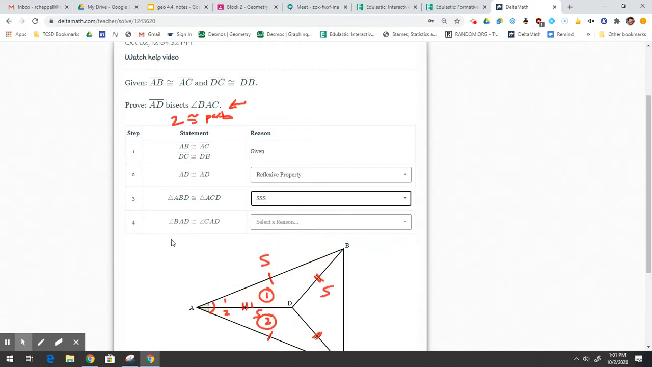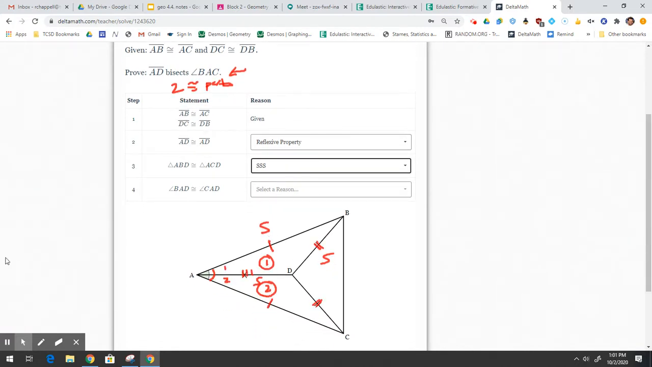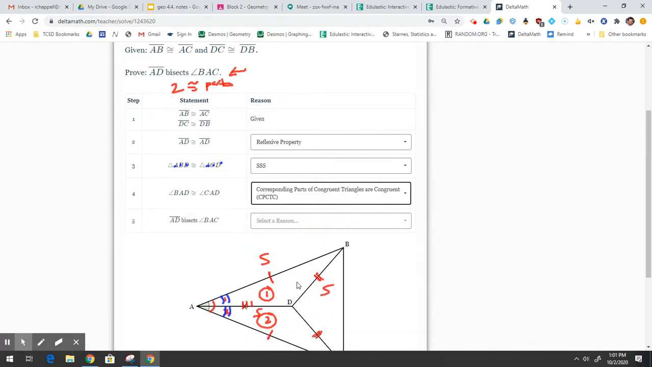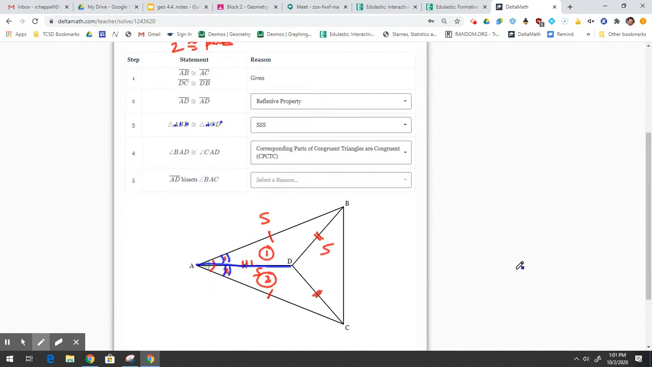Yep. And now, because the triangles are congruent, we can say that corresponding parts are congruent. So again, this angle BAD is a corresponding part to this angle CAD. You can use the triangles BAD, CAD. They're corresponding parts of congruent triangles. They're congruent. CPCTC. And now once you say those two angles are congruent, that does mean that this segment DA is bisecting angle BAC because it splits it into two congruent parts.